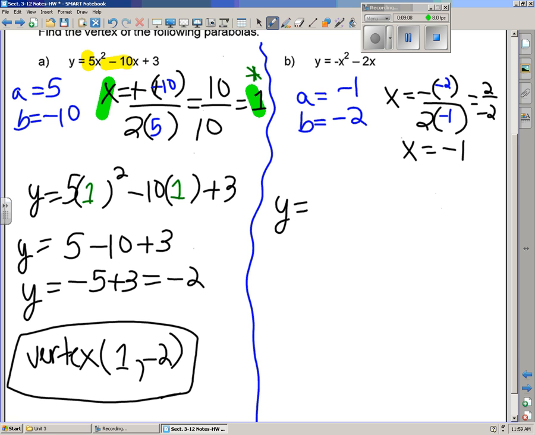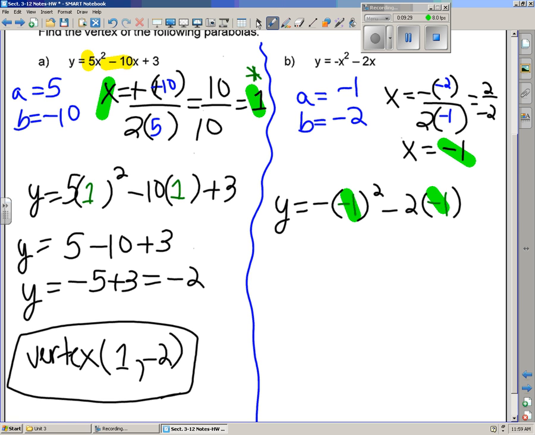So then you do y equals -x² minus 2x. Remember, you need to plug in this x value wherever you see an x. It's going to go in here, it's going to go in here. So the x value is a -1.